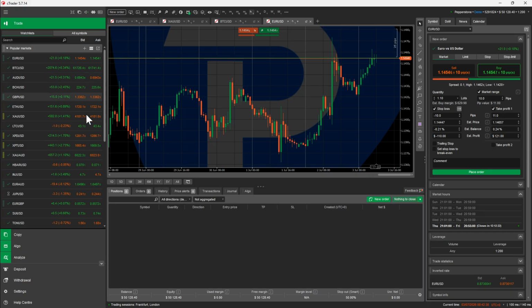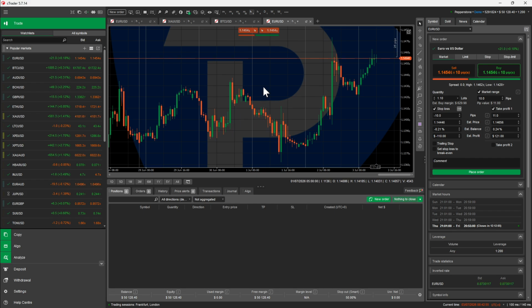Once you are inside the platform, go to the area where tradable instruments are listed. Depending on the platform, this may be called Market Watch, Watch List, or Symbols. From there, search for the Forex currency pair you want to trade. Once you find the pair, select it so you can open the trading options for that market.